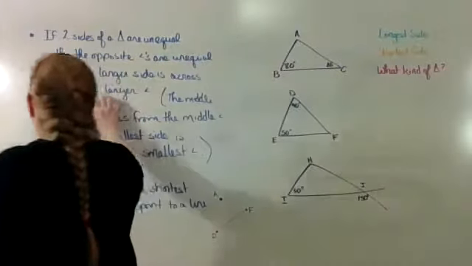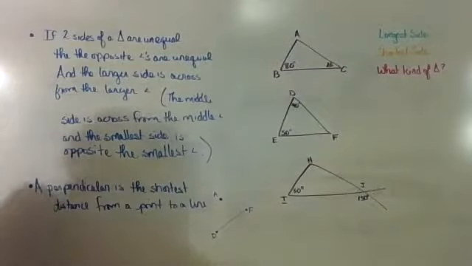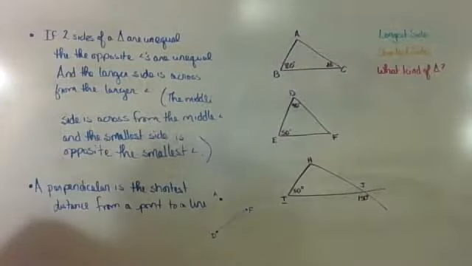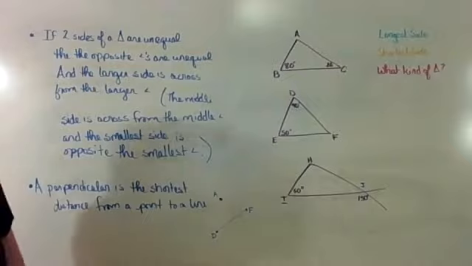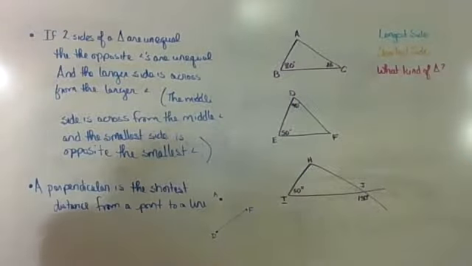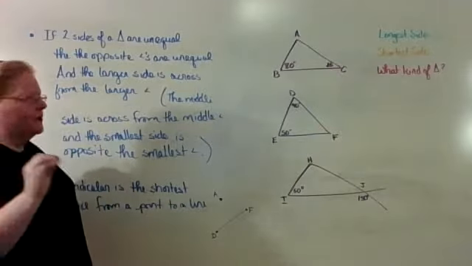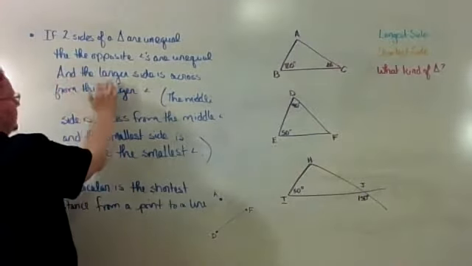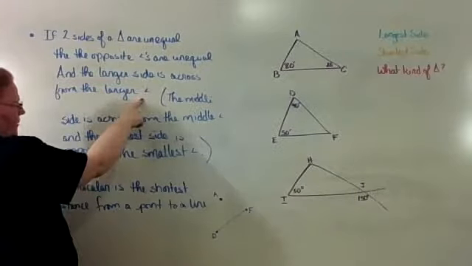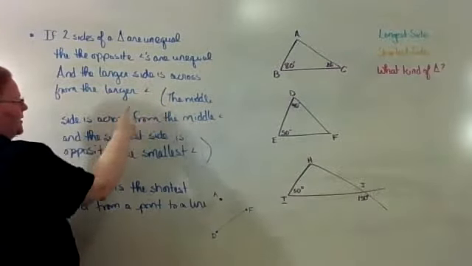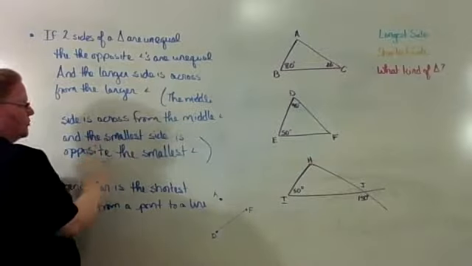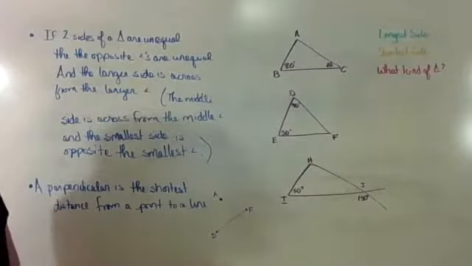So for this one, they say that if 2 sides of a triangle are unequal, then the opposite angles are also going to be unequal. Just like when you have 2 sides of a triangle that are congruent, the opposite angles are congruent. The opposite is also true. It also means that, and this is the one that's so super important, the larger side is across from the larger angle, which means the middle side is across from the middle angle and the smallest side is across from the smallest angle. That's a piece of useful information.